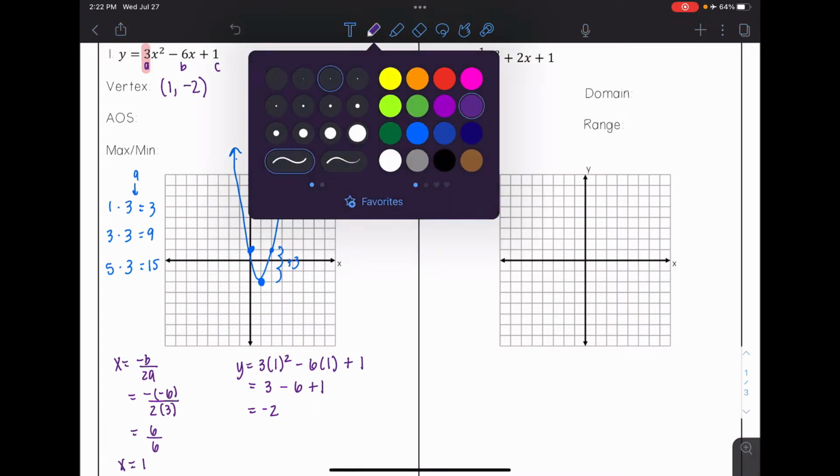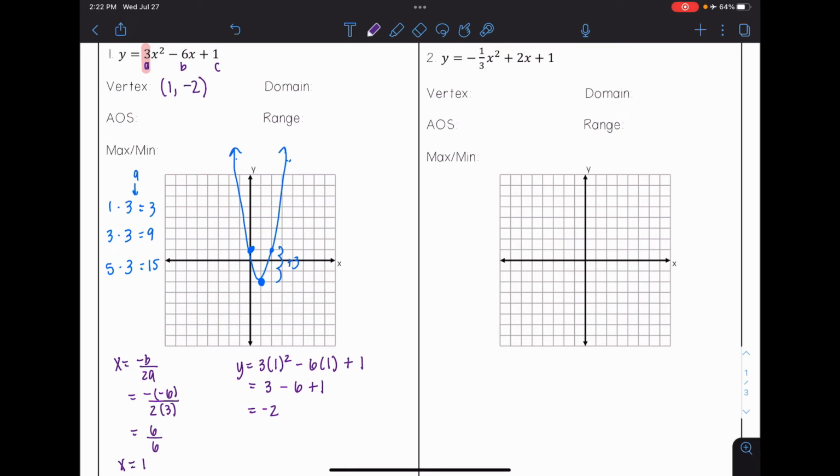So I'm going to go ahead and fill out the rest of what it's asking. My axis of symmetry, remember that's just always the x value of the vertex, so it's going to be x equals 1. Here, my max/min, since a is bigger than 0, this is going to be a minimum value. So I have a lowest point, and that is my y value of the vertex, so it's going to be -2. Domain is always all real numbers.